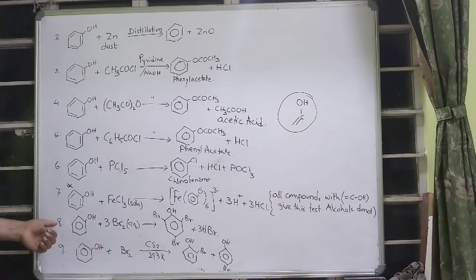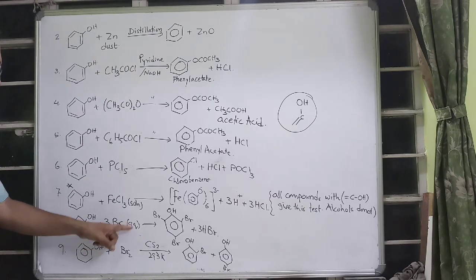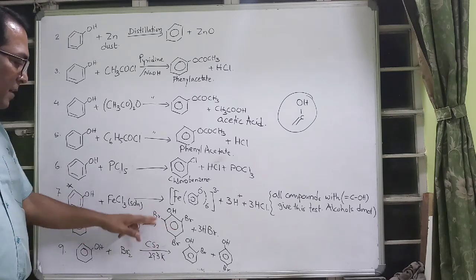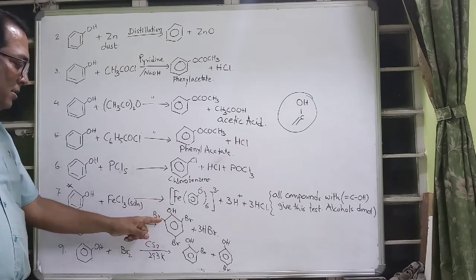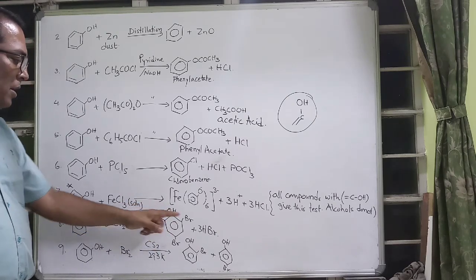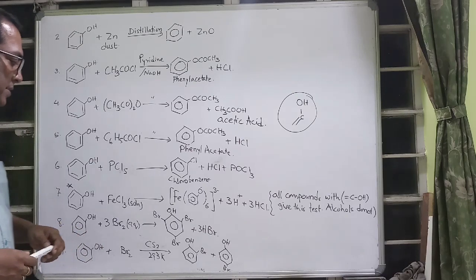Next, we go with point 8. Whenever you react phenol with bromine water, that means bromine dissolved in water, you can see the formation of tribromophenol. So 2,4,6-tribromophenol, together with hydrobromic acid.